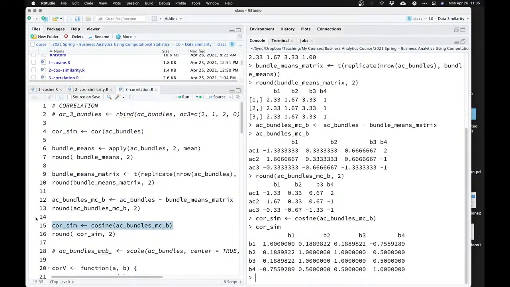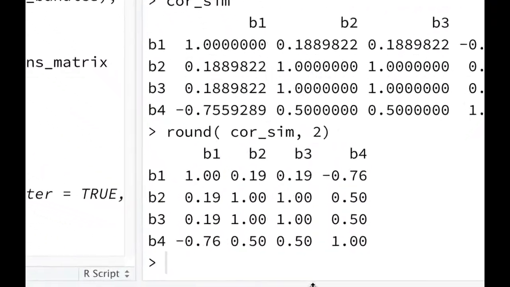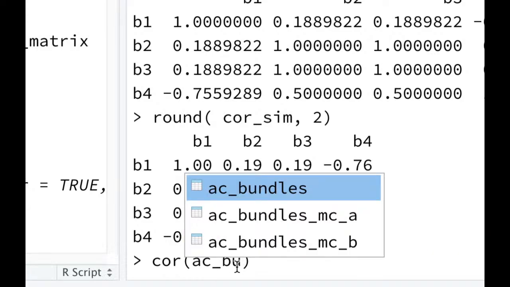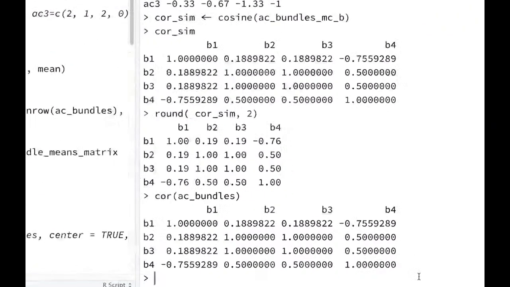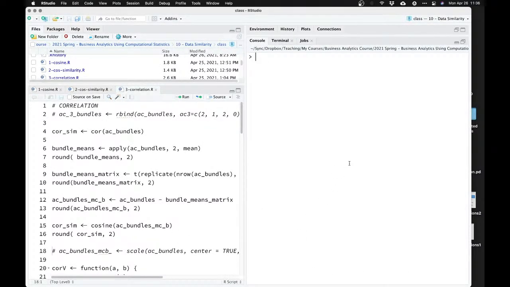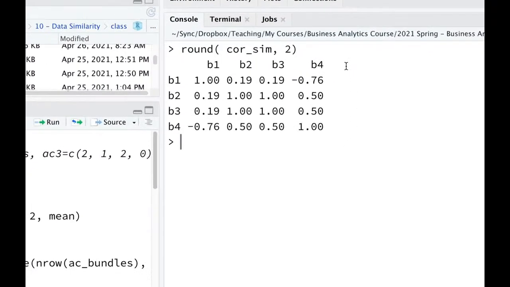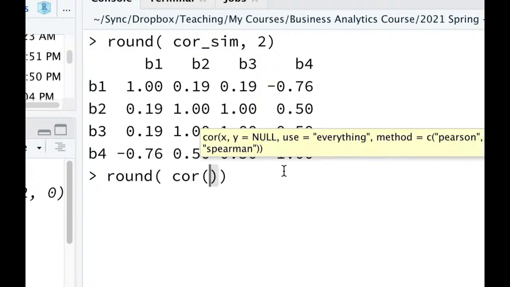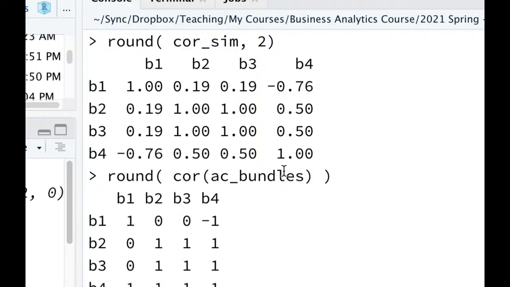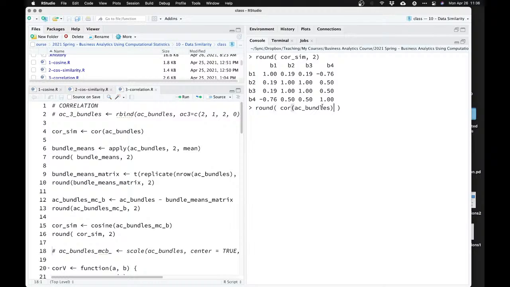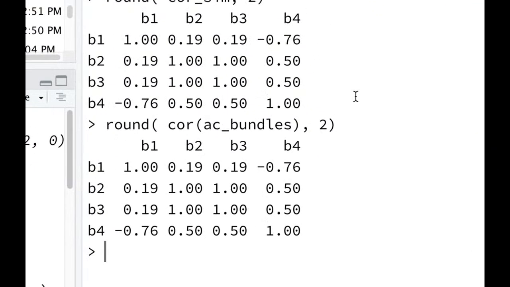And this gives me, let me round it to 2, the same value as the correlation matrix. Excuse me, let me round these numbers to 2. So this is the cosine of the mean-centered matrix, and here is the correlation matrix. Will I ever get it right is the question. Let's do this again, and we'll round it to 2 places. All right? Ta-da!